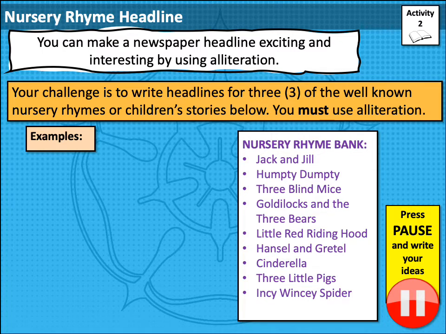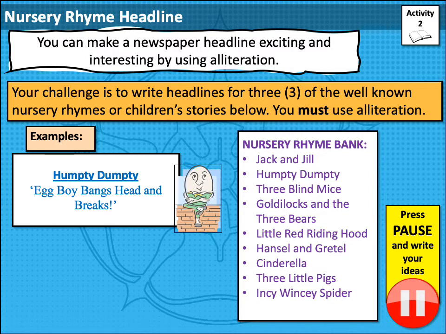I think I'm going to give you one just to get you started. That's from the Humpty Dumpty nursery rhyme. Egg boy bangs head and breaks. You can see the alliteration there of words beginning with the letter B. Press pause and do 3 more of your own. Press play when you're ready to move on.